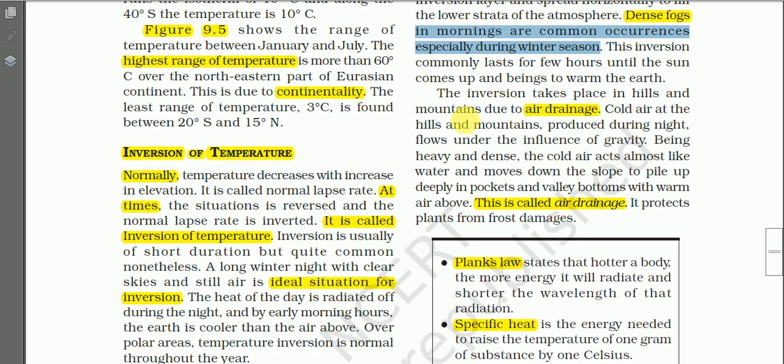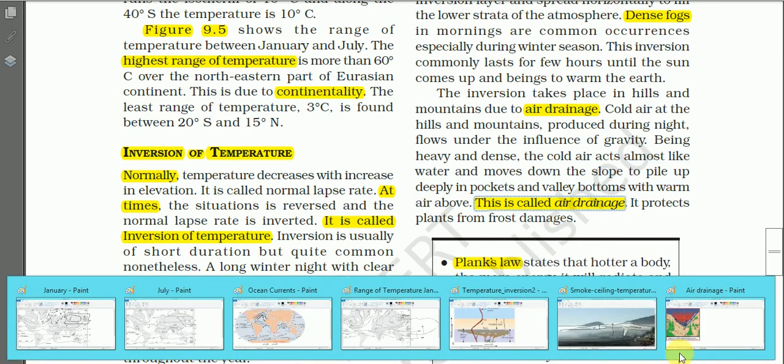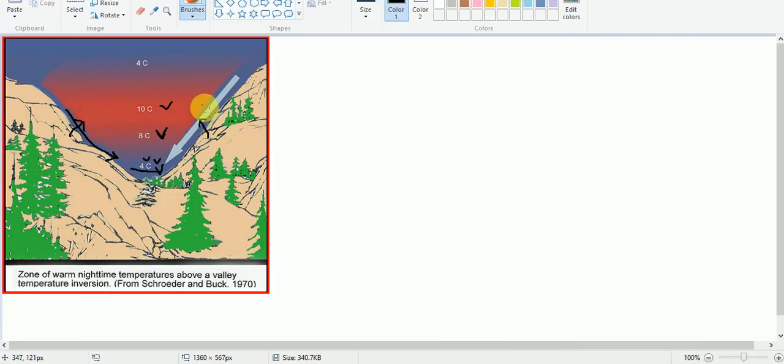And as I told you, inversion also takes place in the hills and in the mountains due to air drainage. Cold air at the hills and the mountain produced during night flows under the influence of gravity, as I explained earlier. And this cold air, being heavy and dense, moves down the slope and then accumulates in pockets in the valley bottom, and this is what we call air drainage. So in this case, this is called air drainage. Cold air is gliding downwards, and it is accumulated here.